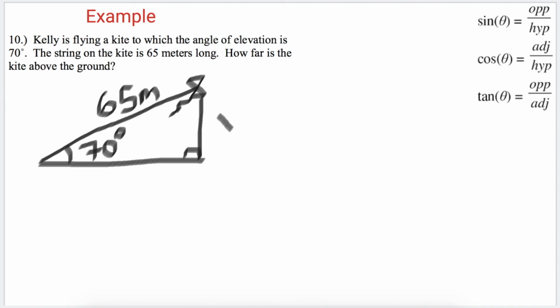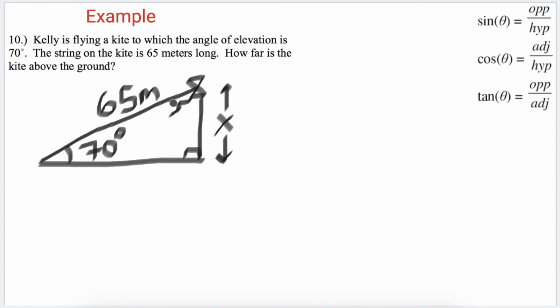and that is going to be our x, that vertical distance. Now we need to figure out which of the three trig functions we're going to use. In this diagram, we're given the hypotenuse. That means I'm not going to use tangent. I have to either use sine or cosine.